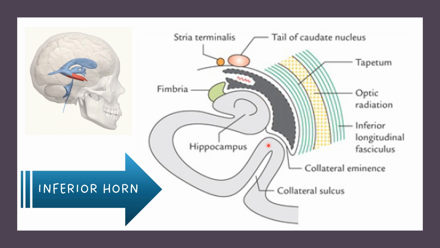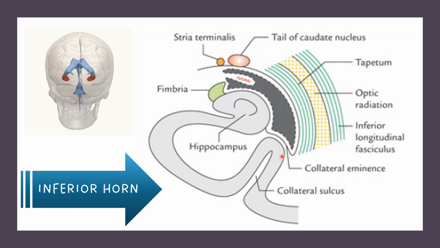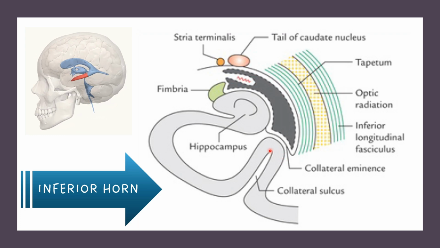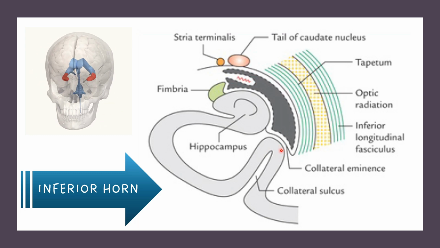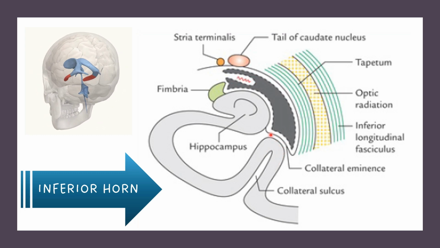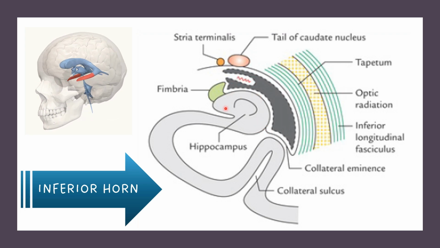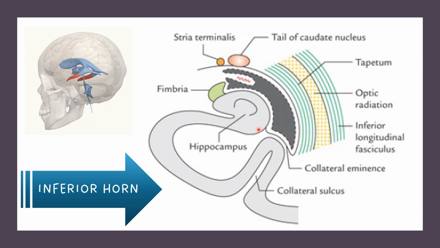The floor here, from lateral to medial side, we will see the collateral eminence first, on the lateral side, which is an elongated swelling. It is produced by the collateral sulcus. Next to that, medially, we will see the hippocampus. This is another longitudinal elevation which lies parallel and medial to the collateral eminence.